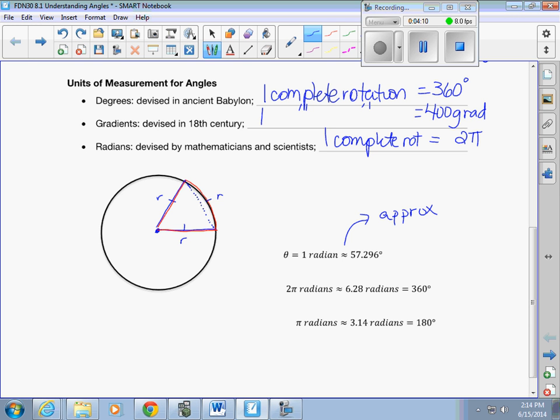So 2 pi radians then is equal to 6.28 radians, because 2 times pi is 3.14, and 2 pi gets us all the way around the circle. So 2 pi radians is equal to a value of 6.28 radians, which is equal to 360 degrees. So pi radians then is about 3.14 radians, which is 180 degrees.